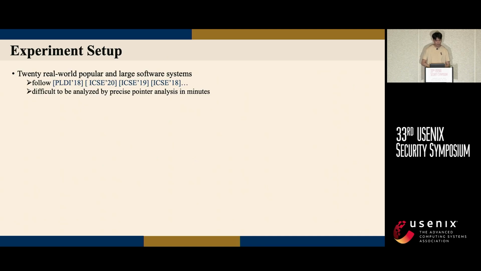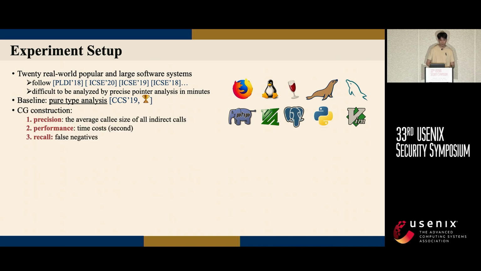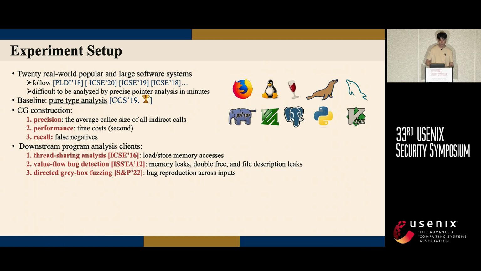In terms of the evaluation, it used 20 real projects and large software systems, following the existing program analysis work. These projects are large and difficult to be analyzed by precise pointer analysis in a few minutes. In terms of the baseline, we choose the multi-layer type analysis, which is also the best paper of CCS 2019. We evaluate the call graph construction with three metrics. In terms of precision, we measure it by the average callee size of each indirect call. For performance, we measure it by the time consumption. We also measure the recall by checking whether there are any false negatives. It also performed downstream application analysis to check whether the constructed call graph can effectively assist several applications, including static concurrency analysis, static bug finding, and dynamic greybox fuzzing.